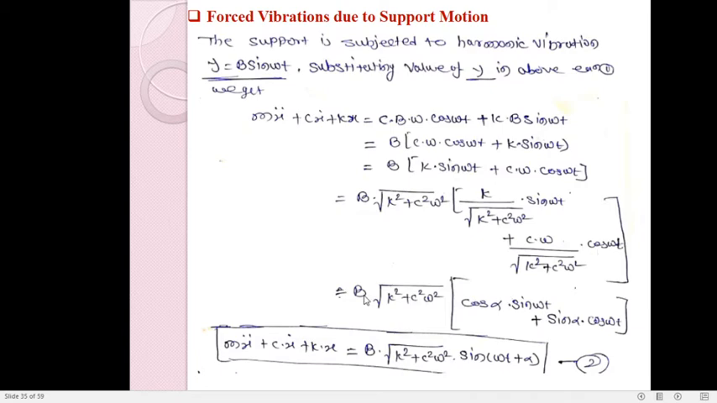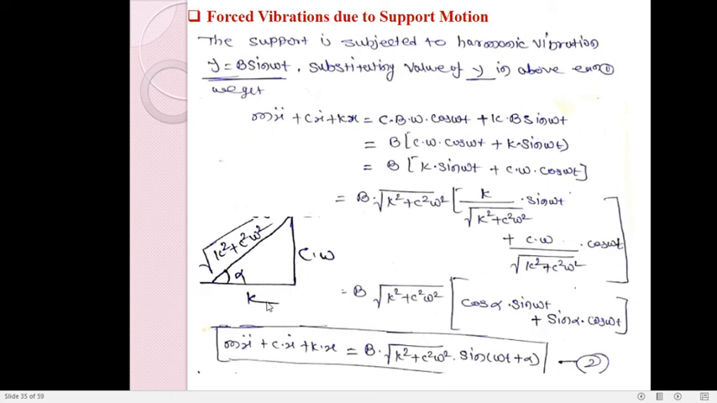Then we could write the equation as b into square root of k square plus c square omega square, in the bracket, cos alpha into sine omega t plus sine alpha into cos omega t. So from where do this cos alpha and sine alpha come into the picture? Here is the reason for that.